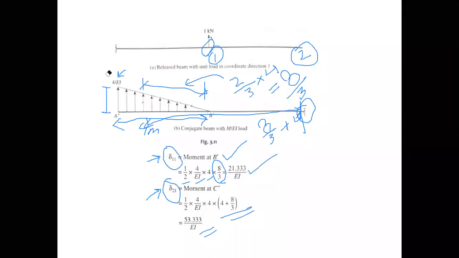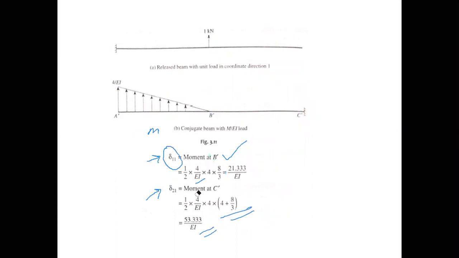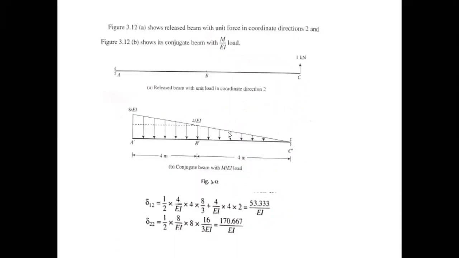So in the first case, we have applied this unit load in the coordinate direction 1. Now we have 2 coordinates. So now in the second step, we'll apply this unit load in the coordinate direction 2 as well, and we'll calculate the displacement coordinates. In this case, we have applied a unit load in coordinate direction 2, and the M upon EI diagram for the same comes out to be like this.